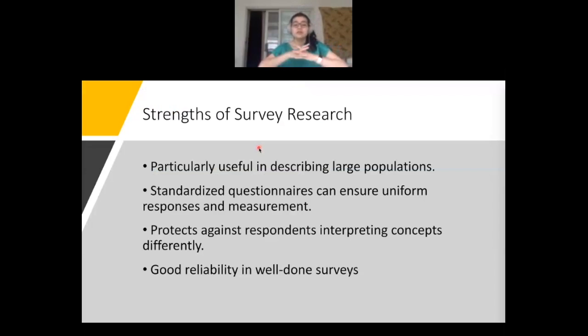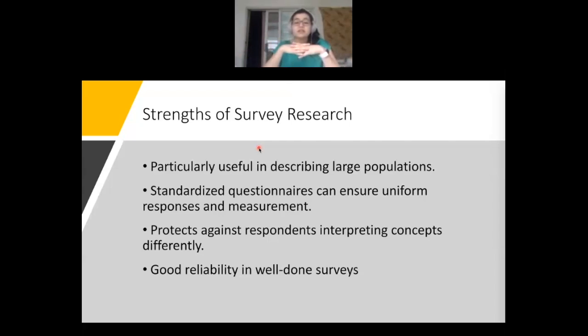And so, like we reiterated during our initial foundation lectures about validity and how to talk about research methods, we can always say there's strengths and weaknesses of any research method. So the strengths of survey research is that they're particularly useful in describing large populations. We see this with the census, we see this with the General Social Survey, and they can ensure uniform responses and measurement, so they're good on reliability.